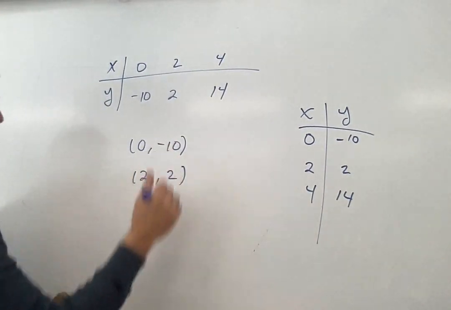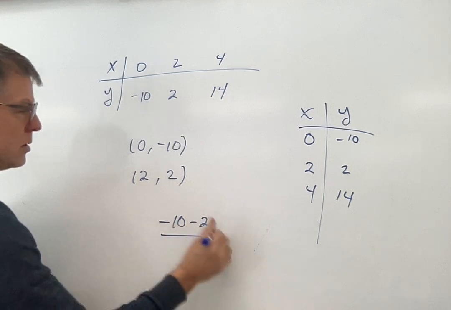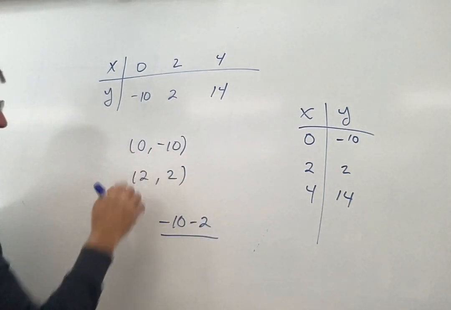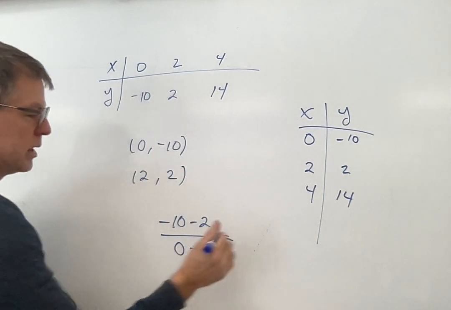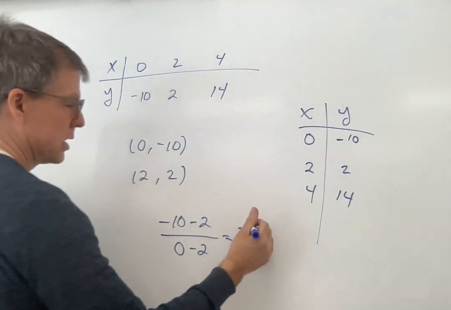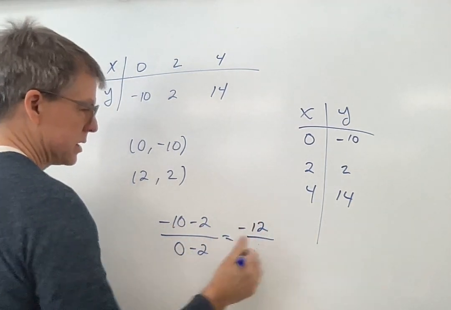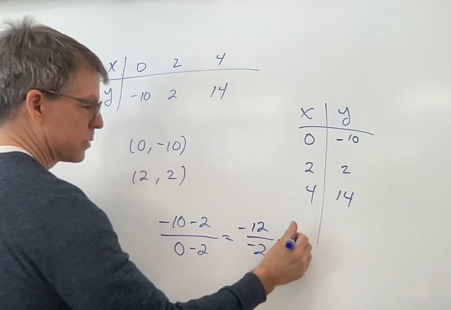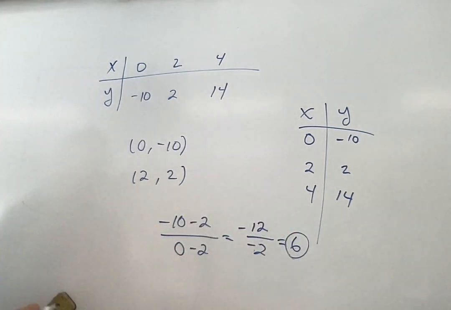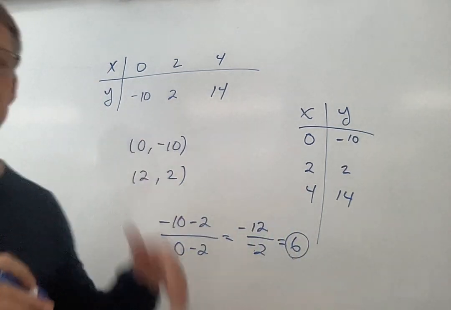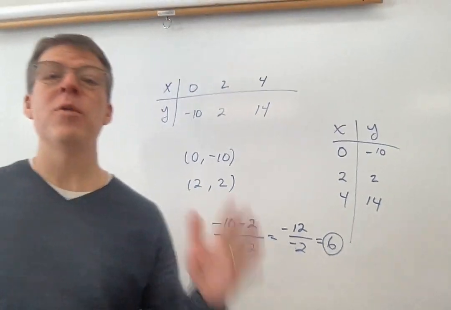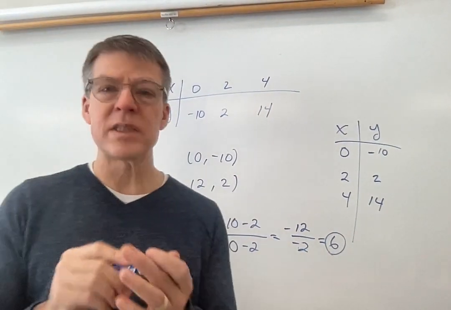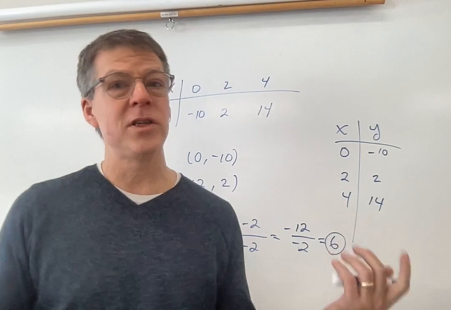Okay, so negative 10 minus 2, that's my y's on top. And then 0 minus 2 on bottom. So that would be negative 10 minus 2 is negative 12. That equals positive 6. Okay? Yeah, that makes sense. Okay. So I hope that helps you compute slope: stack them, subtract them with y's on top. You should be good to go. Okay?